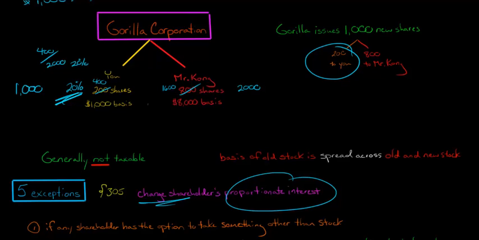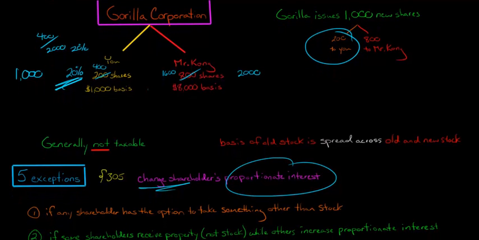Let's just say that Gorilla Corporation had instead said, okay, look, I'm going to give you 200 shares, but then Mr. Kong, I'm going to give him the option to take 800 shares, or he could take $50,000 cash. Now that you've given him the option to take something other than stock, that has the potential to change the proportionate interest of the firm. Even if, in this case, Mr. Kong says, I still want the stock, it's going to be a taxable stock dividend.